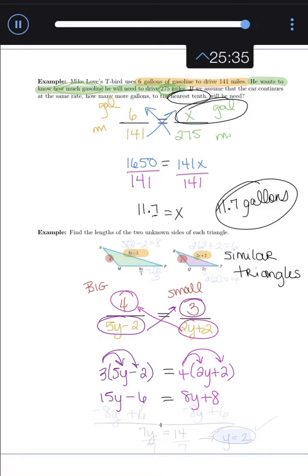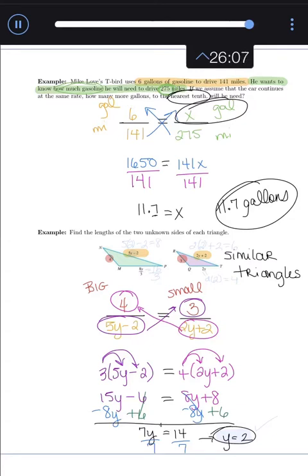So now we've got a normal equation. How do we solve it? Let's get the y's on the same side by subtracting the 8y from both sides. And let's get the numbers on the other side, so we'll add 6 to both sides to move the numbers over to the other side. That will get us a 7y on the left and a 14 on the other. Continuing, we'll divide both sides by 7. And that gets us that y equals 2.